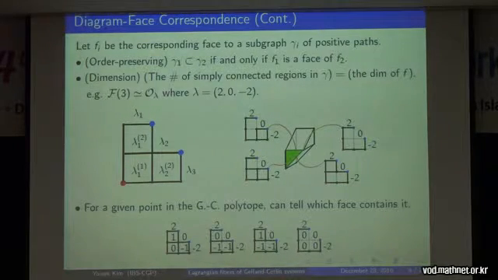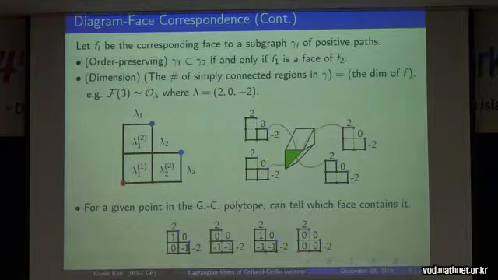And then dimension, we can actually read off the dimension from the graphs. Let's count the number of the simply connected regions in the graph gamma. That's exactly the dimension of the face F. So if you want to find a facet, for example, in this case, you should find the graph drawn by the positive paths satisfying the star condition with two simply connected regions. So for example, in this case, this one is a facet because it contains two simply connected regions, so it's two-dimensional.